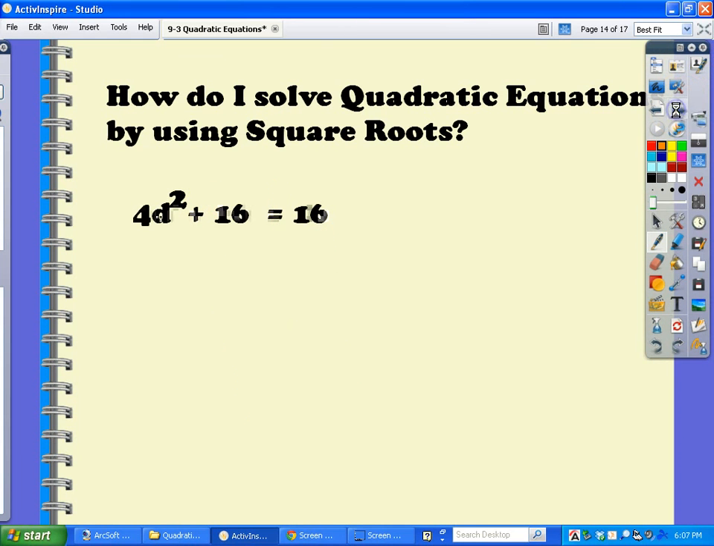Alright, on this one, what I would like you to do, go ahead and work this one out using the square roots.